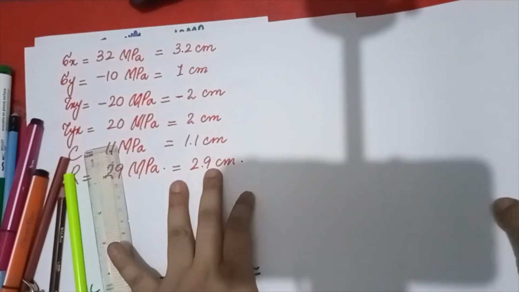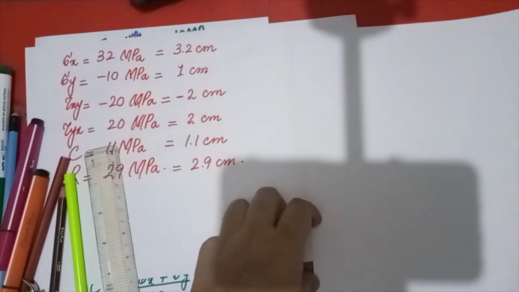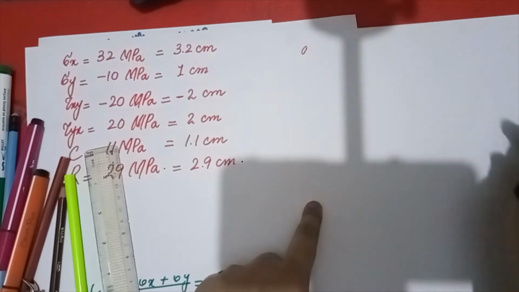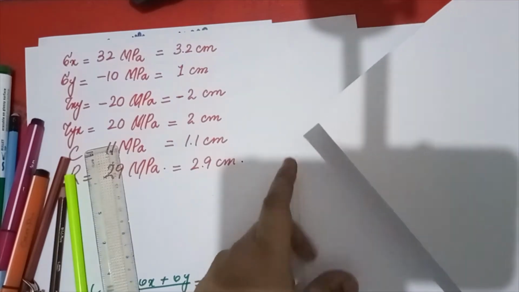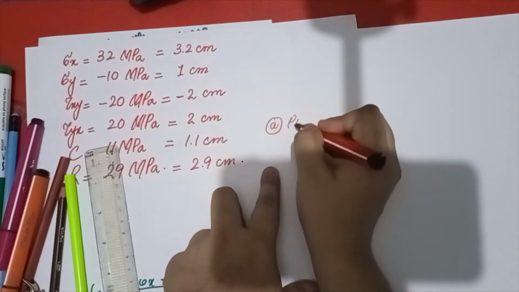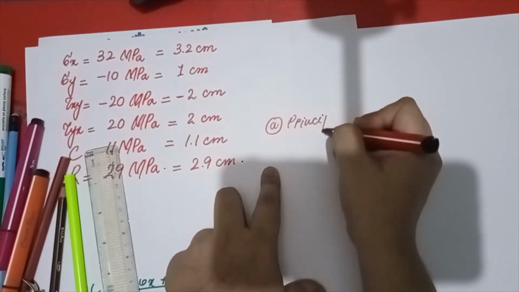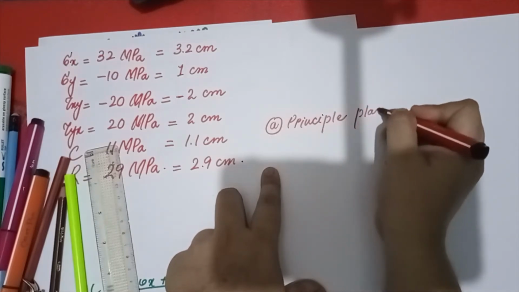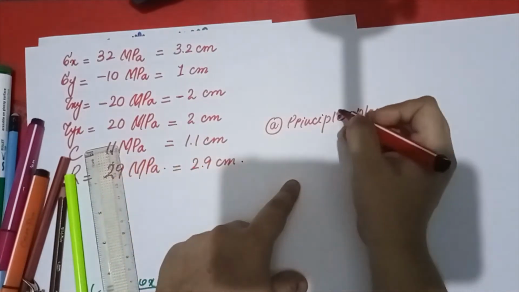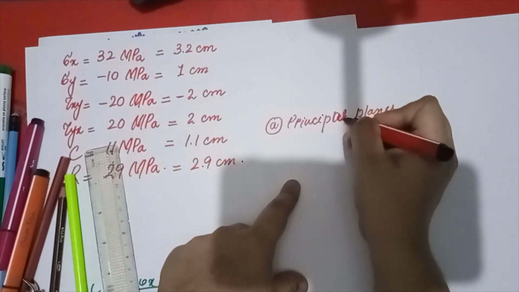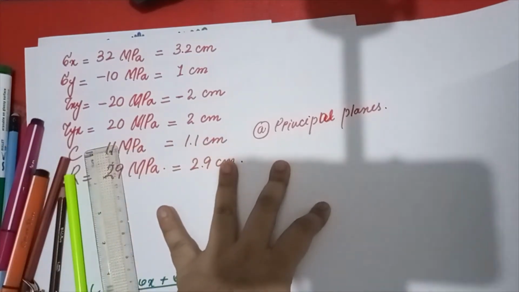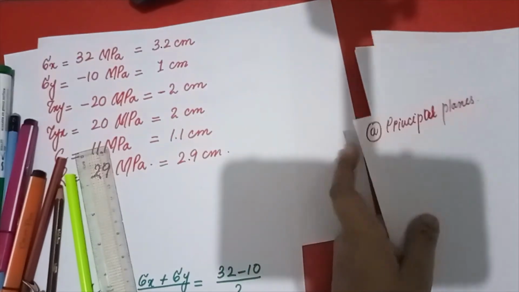And how can I draw it? For the first step, first part, what I have to find out is the principal planes. Let me write it down here. In the first step, I have to find the principal planes. Okay, let's have a start. And how can I do that? So let's have a look.